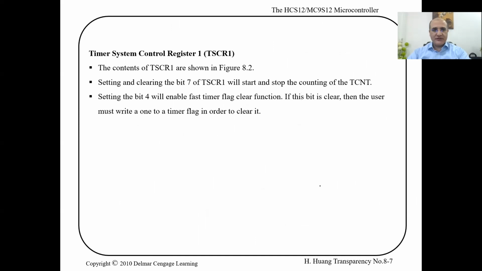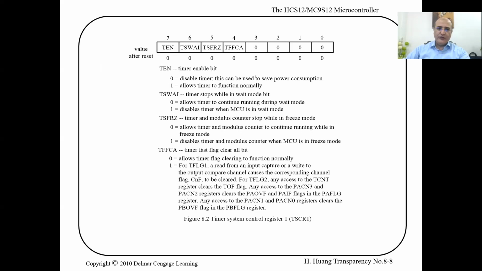So the timer system control register 1, we're going to look at it in the figure. There are a few very important bits here. This is control register 1. To allow the timer to start counting, you need to enable it. So this is the bit to enable it. If you write a 0 here, you disable the timer and it's not going to count. So this is a core control bit.